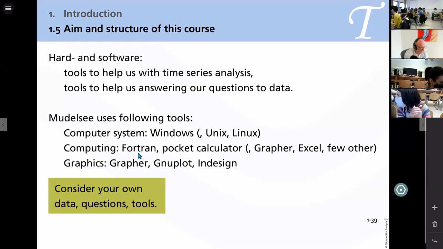Fortran is a computing language for making fast calculations. So the big climate models, they run in Fortran or maybe in C. So C and Fortran, the only two options for making fast calculations. Then I still like my pocket calculator because I can quickly calculate numbers. And you see that I occasionally use also Grapher for visualization and doing some spreadsheet analysis.